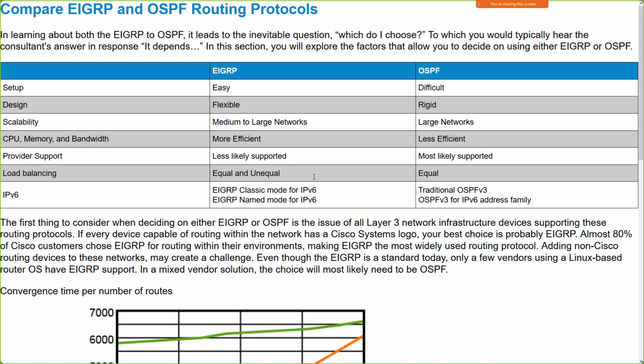We talked about the concept of equal versus unequal cost load balancing. Both IPv4 and IPv6 are supported on EIGRP in classic mode and named mode configuration, and on OSPFv3, using the traditional implementation of OSPFv3, or using OSPFv3 where we use address families and use IPv6 as the primary transport to carry not only v4 information but v6 information within OSPF. That's a concept that we'll talk about later when we get into the OSPF section.